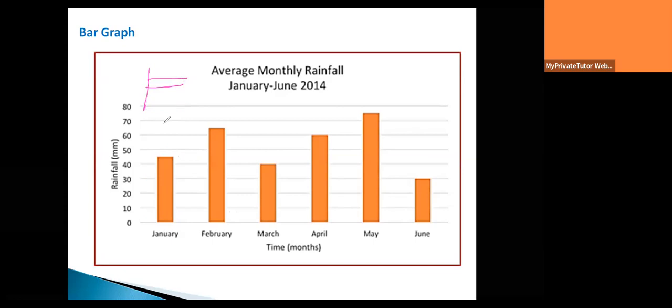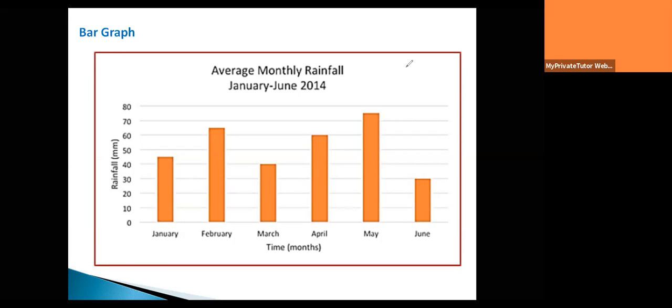This one is a comparison of the data representation of rainfall in the months of January to June in 2014. They represented it using millimeters, you can see that. So easily we can understand, right? How much rainfall was there in January 2014? We can see the answer directly, anyone can see the answer directly. So that's the bar graph.